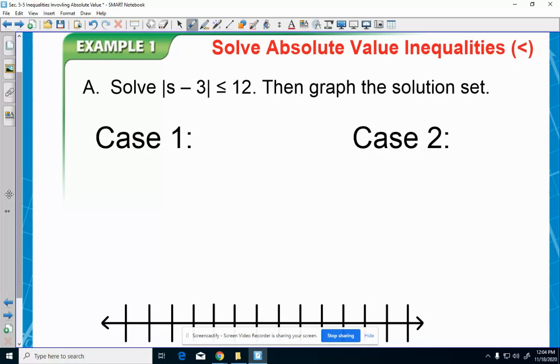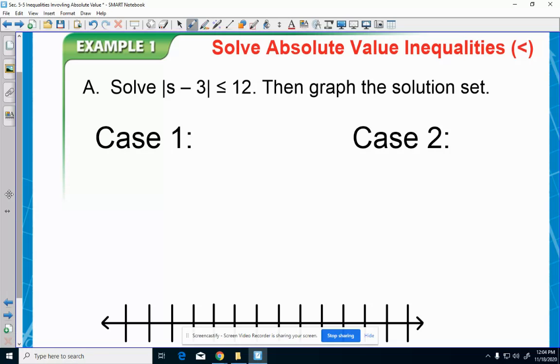Okay. So here's your first problem. Now, these are all pretty simple. So you probably could look at this right now and tell me you know the answer. Tell me the value S. What could it be? Give me some value of S that if I take away 3 and take the absolute value of it, it'll be less than or equal to 12. Give me something. 15, that'd work.